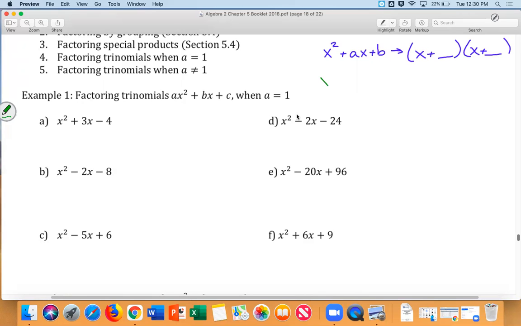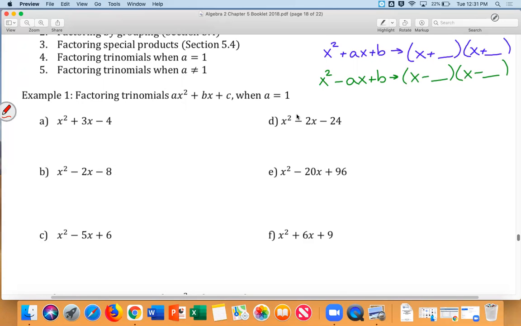Now, if it's x squared minus ax plus b, this is going to factor to x minus some number times x minus some number. So if b is positive, that means the signs of both my numbers are the same. Do you see that? The b is positive, the signs were the same.